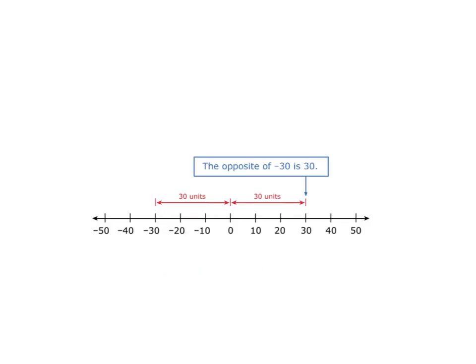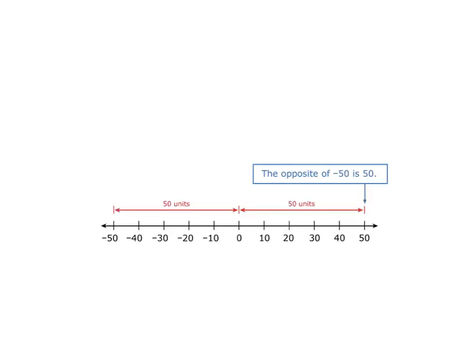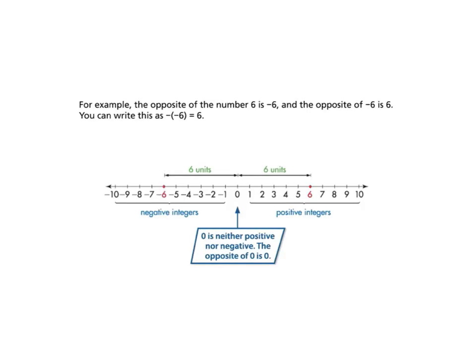So as a review, the opposite of 30 is negative 30. The opposite of 0 is 0. 0 is its own opposite. What is the opposite of 0? The opposite of negative 50 is 50, because they're both 50 units from 0. Another thing that's important to know is that 0 is neither positive nor negative. The opposite of 0 is 0.